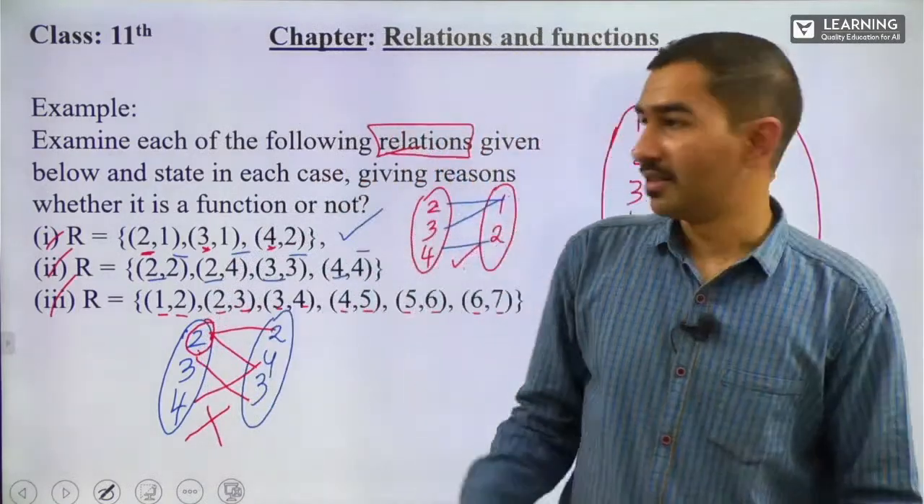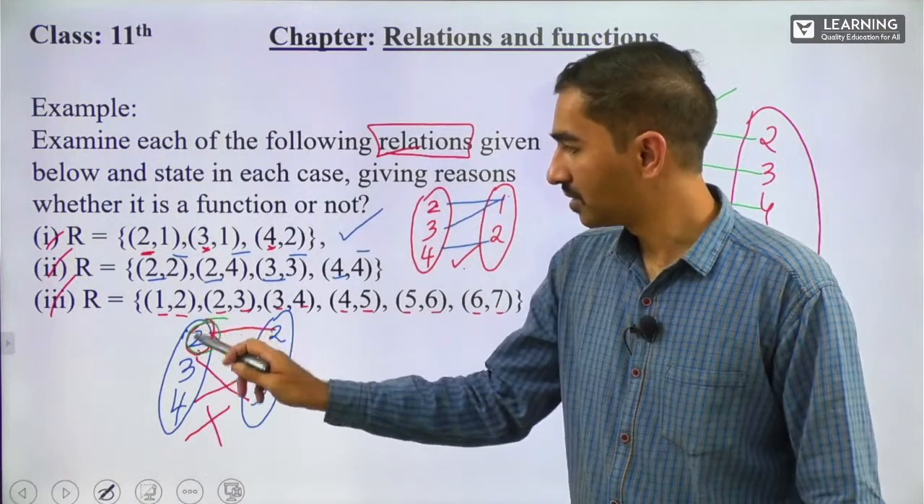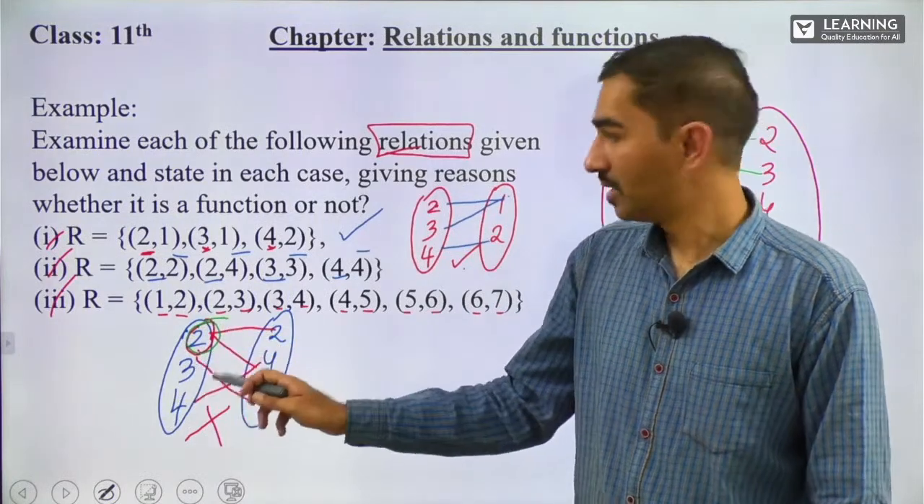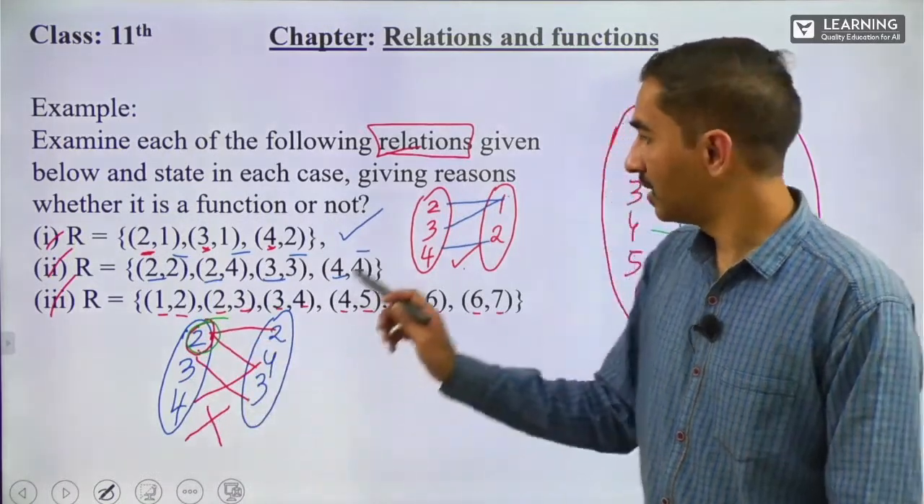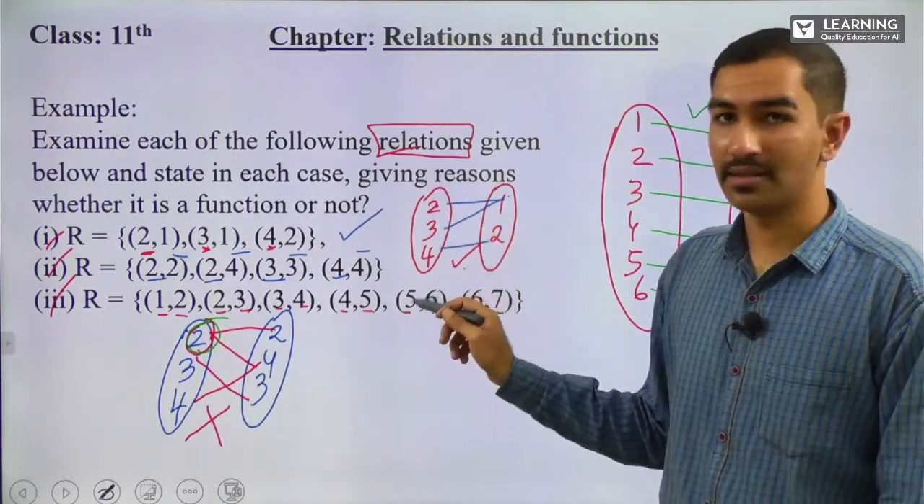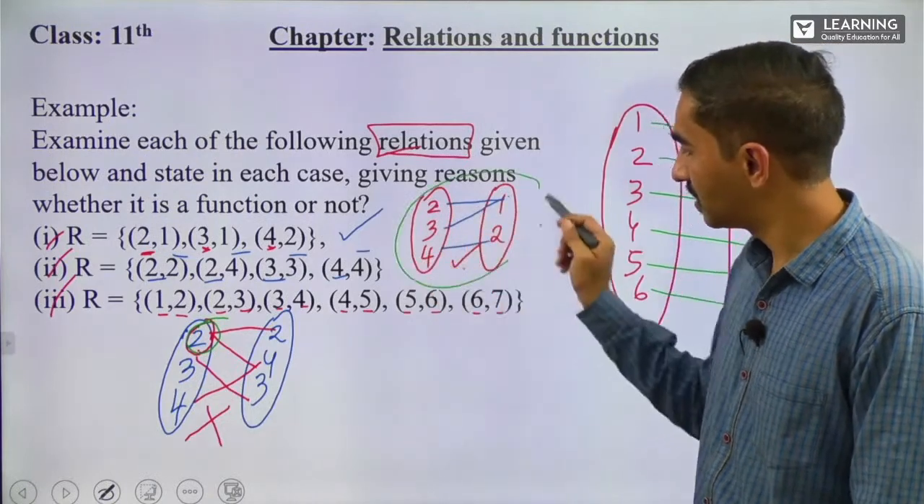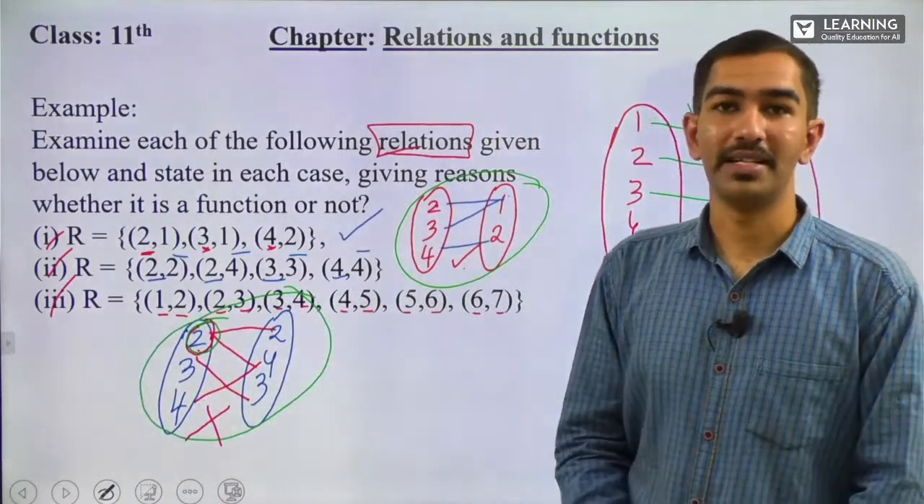Got it? So make a note of this. The same input, x is 2, having two different outputs, 2 and 4, is not a function. See here, two different inputs having the same output is a function. So be clear about this as well as this. If you get both these things, that is it for functions.